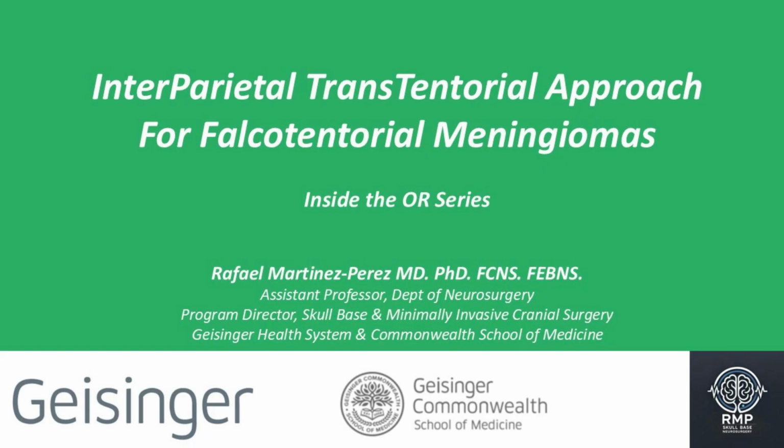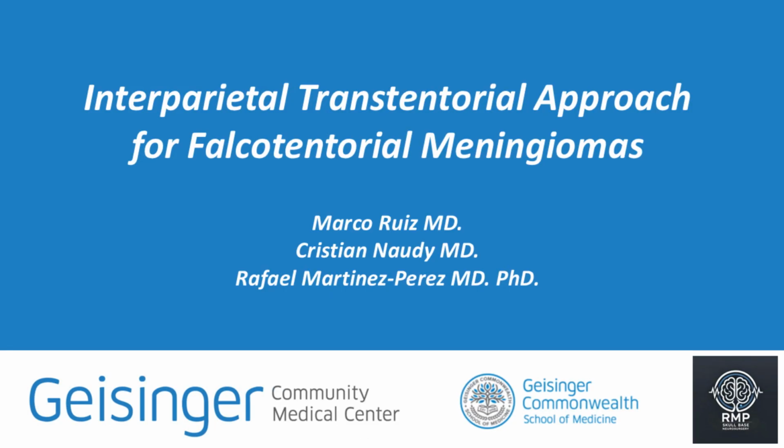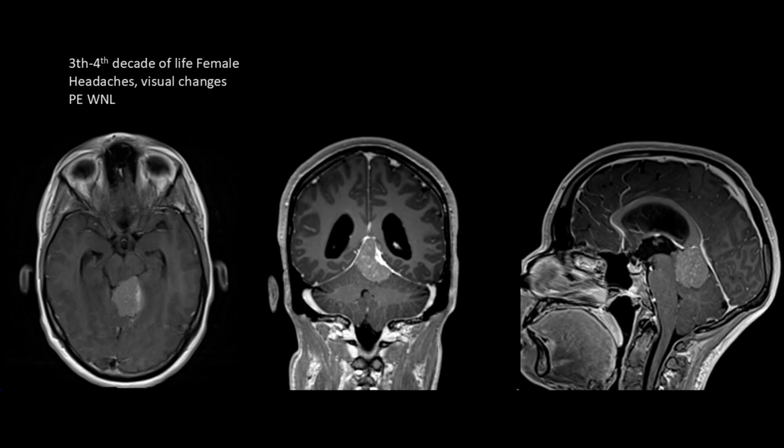Welcome. In today's Inside the OR episode, we break down the microsurgical strategy and core technical tenets behind tackling one of the most complex skull-base challenges, a bilateral falcotentorial meningioma, where anatomical precision, venous preservation, and perfectly planned interparietal trajectory make all the difference. This is a mildly symptomatic young patient who presented with this bilateral falcotentorial meningioma.